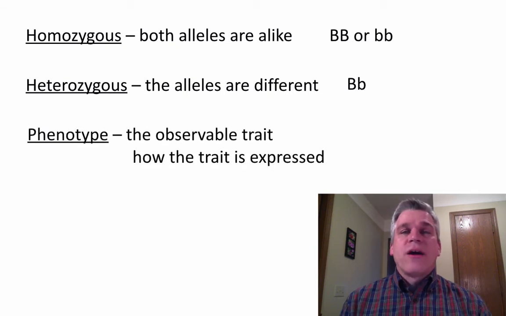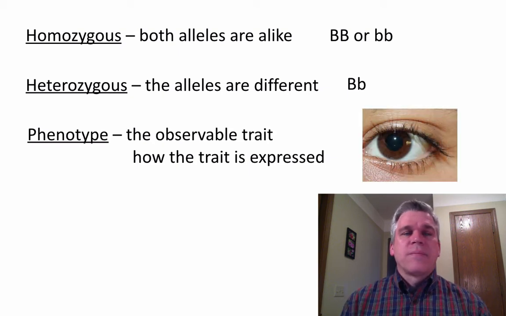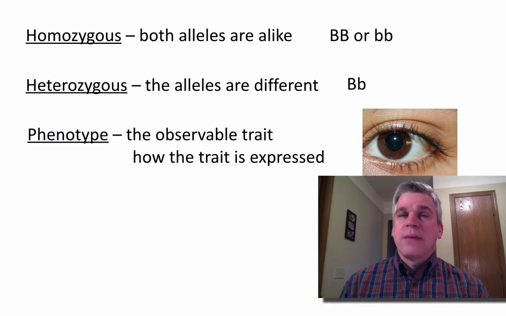We also need to identify what a phenotype is. The phenotype is the observable trait, or in other words, it's how that trait is expressed. So let's look at this idea of eye color. Brown eyes are dominant to blue eyes. If a person has brown eyes, we can see that. So the phenotype is observable. I can tell just by looking at the organism what their phenotype is. But I don't necessarily know what their genotype is. For instance, this person with brown eyes could be homozygous dominant, or they could be heterozygous. Both would show the same phenotype.